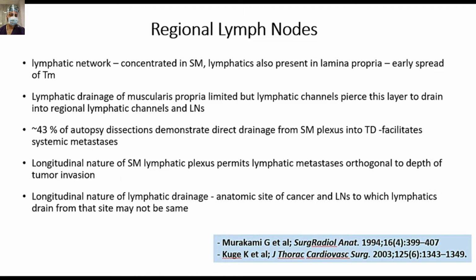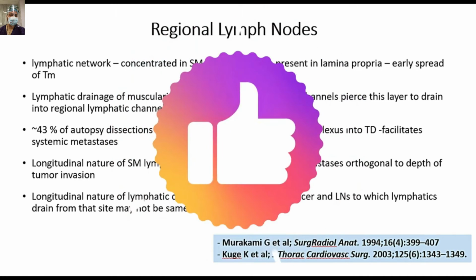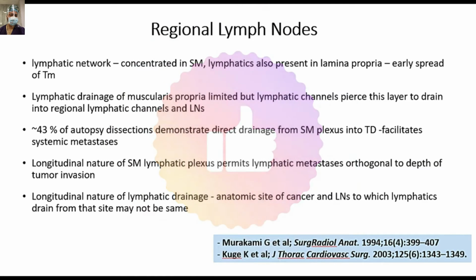So the regional lymph nodes: the lymphatic network is concentrated in the submucosa. Lymphatics are also present in the lamina propria, which leads to the early spread of tumor in the esophagus. Lymphatic drainage of the muscularis propria is limited, but lymphatic channels pierce this layer to drain into regional lymphatic channels and lymph nodes. 43% of autopsy dissections demonstrate direct drainage of the submucosal plexus into the thoracic duct, which facilitates systemic metastasis. The longitudinal nature of submucosal lymphatics, as I said, permits lymphatic metastasis orthogonal to the depth of tumor invasion. That means tumor can metastasize along the whole length of the esophagus from abdomen to neck.